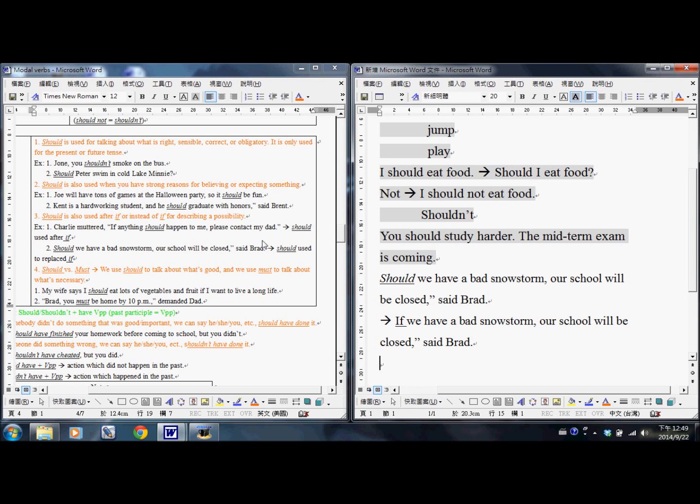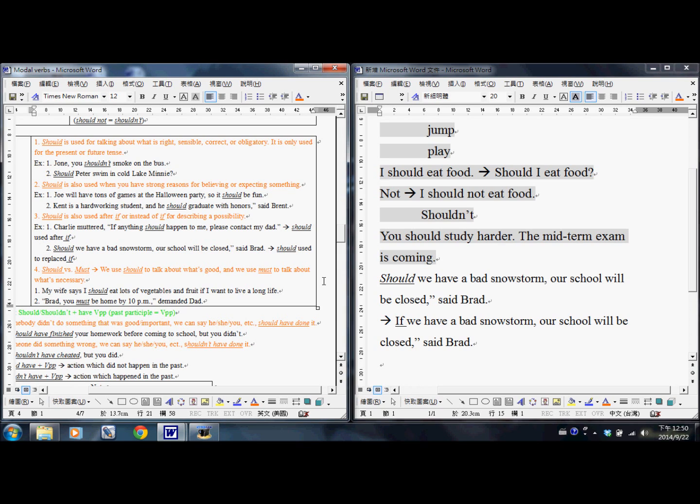Okay, let's look at example number four. Should versus must. We use should to talk about what's good, and we use must to talk about what's necessary. So it's different. Remember, we use should to talk about the following four different situations. Number one is something that is right, sensible, something that makes sense, correct, or obligatory. So we use should to talk about what is good. So it's a matter of opinion. Should is used to talk about good things, and remember it's a personal opinion. And we use must to talk about what's necessary, so it's more based on facts.